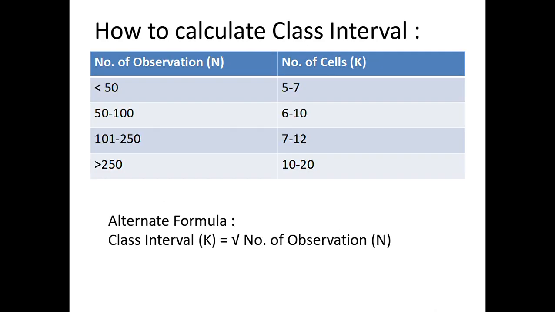So how to calculate class interval? Number of observations n, number of cells k. If less than 50, then 5 to 7 cells; 50 to 100, 6 to 10 cells. If the number of observations is 101 to 250, then number of cells 7 to 12. If the number of observations is more than 250, then number of cells 10 to 20. An alternate formula: class interval k is equal to root over the number of observations, that is, root n.